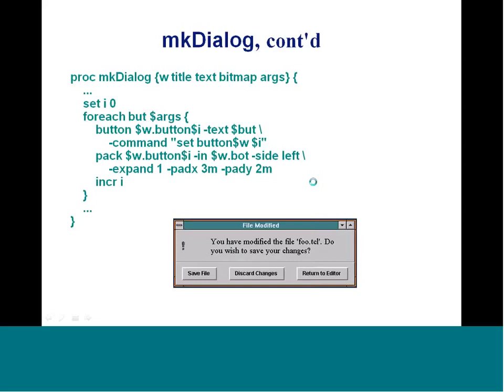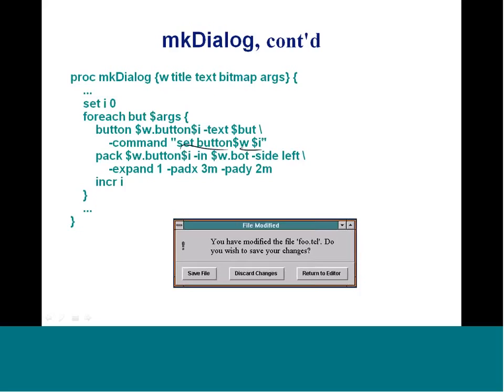Once we finish this, now we need to put the last bit, which is the bottom window. For that the command is basically like set i equal to 0, foreach button in the set of arguments. We create the button essentially as a child of the main one, and then we call the button $but essentially with the same text format that we got. And then we also assign the command set button $w$i.